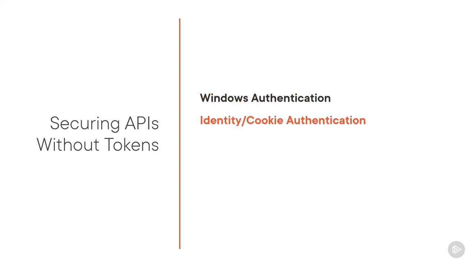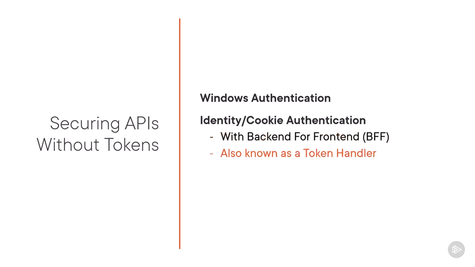Another option is to use cookie-based authentication to a backend for frontend server, or BFF, which is supported by Duende Software's identity server as well as other vendors, or you could roll your own. This approach is also known as a token handler because it still uses tokens, but they're not exposed to the browser. Instead, the browser application talks to the token handler BFF server, which in turn communicates with the actual API server.